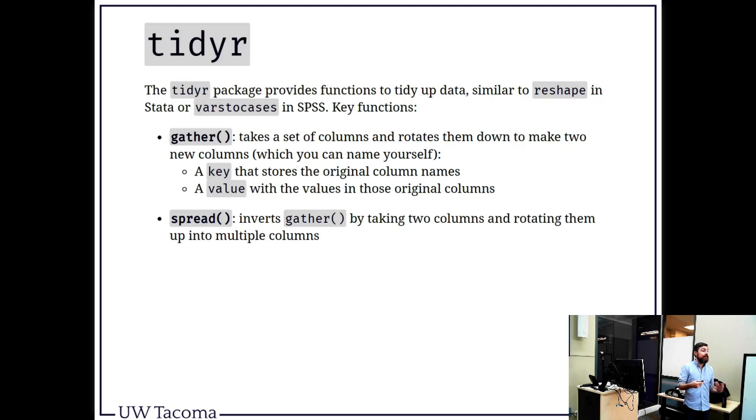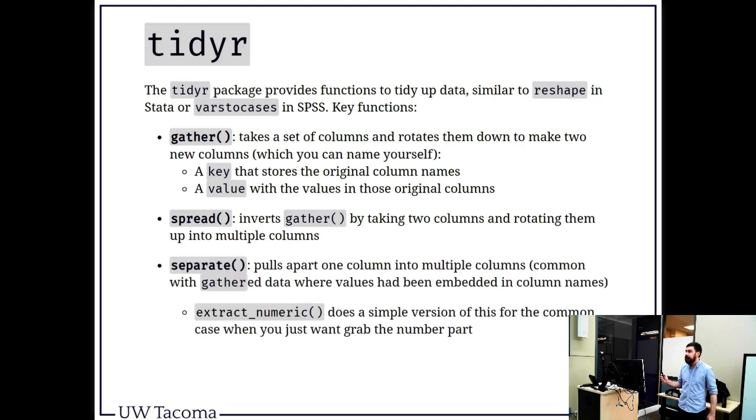It's good for generating tables and crosstabs. We'll show that in a minute. Then there is separate. Separate will take one column and pull it apart into multiple columns. This is really common. Say you've gathered a bunch of data, but there were values embedded in the column names. For instance, week 1, week 2, week 3, we might want to separate that out because the number of it is some useful information and we just want that number.